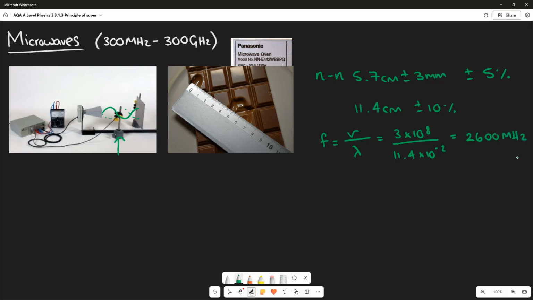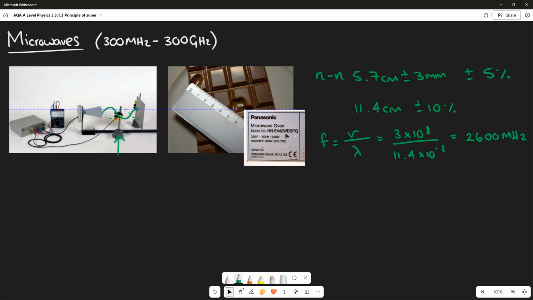And if I have a look on the back of the microwave where this was done, I can actually pull out the statistics for this piece of equipment, and we see that it has a frequency of 2,450 megahertz. And the value on my calculator is within 10% of that number. So that was a successful measurement and a successful calculation.